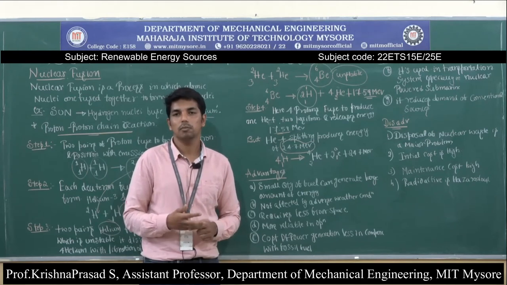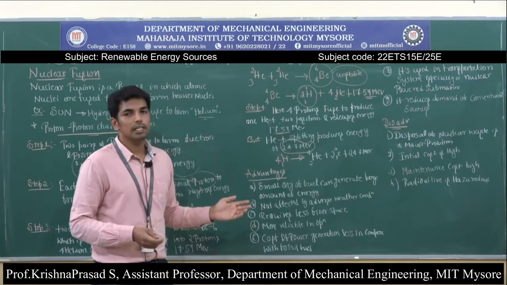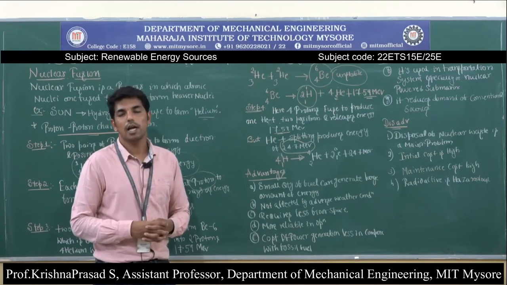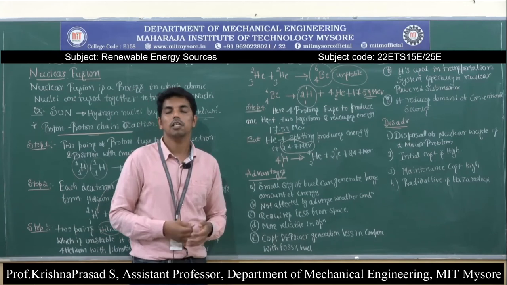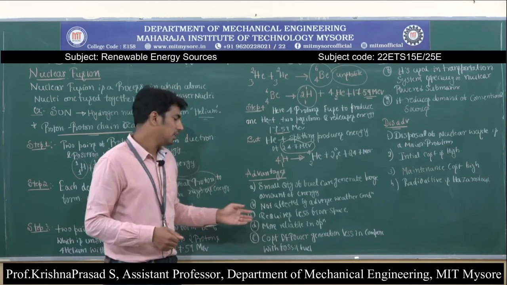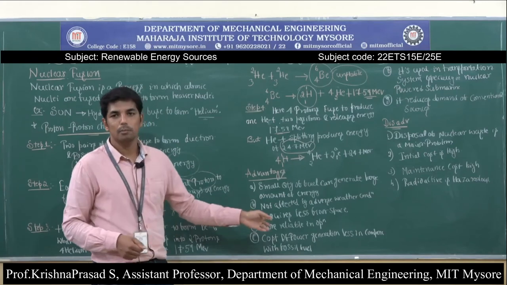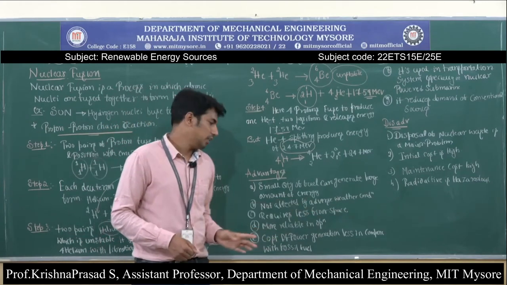So solar energy will be a diluted source. Similarly, in the case of wind energy also, we cannot expect the same amount of phase and amplitude, and similarly in the case of wave energy also. But in the case of nuclear energy, there is no such problem. That means it is not affected by any weather condition.